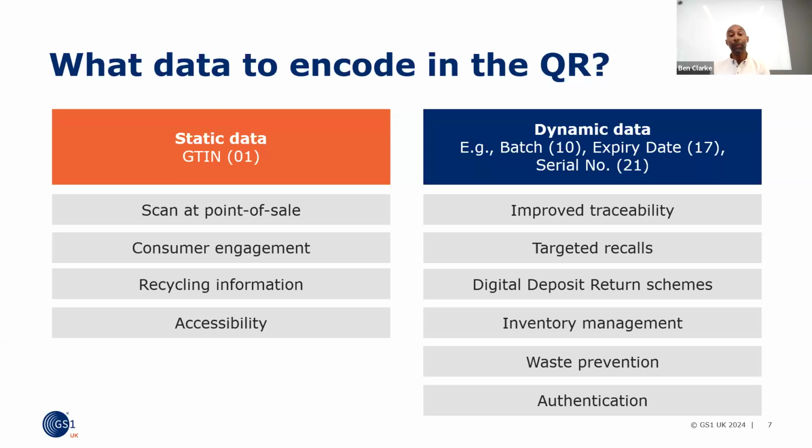Now, of course, if the data in the QR never changes, the QR doesn't need to change. It's therefore relatively straightforward to print on your packaging. However, printing QR codes that change for each batch run or even each instance of product obviously requires more complex implementations and also additional considerations.